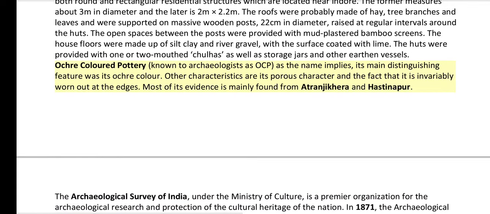Ochre-colored pottery, known to archaeologists as OCP, as the name implies, its main distinguishing feature was its ochre color. Other characteristics are its porous character and the fact that it is invariably worn out at the edges. Most of its evidence is mainly found from Atranjikhera and Hastinapur.